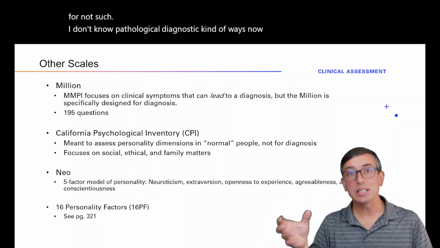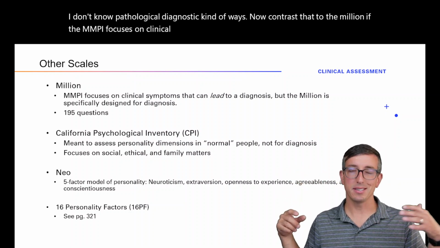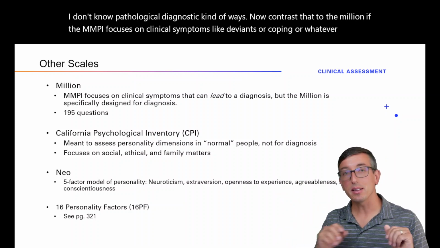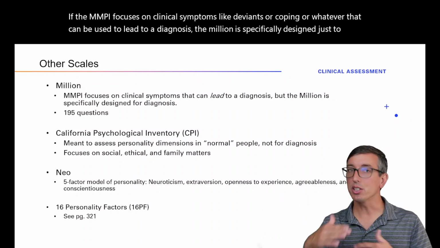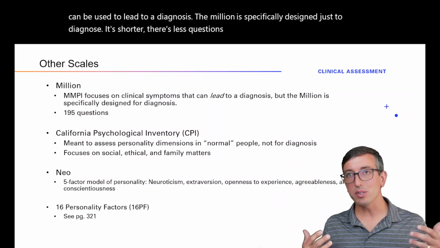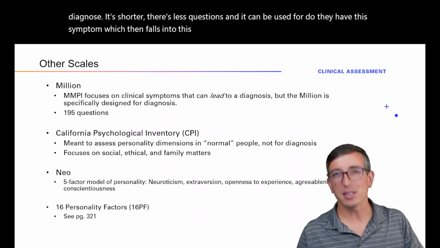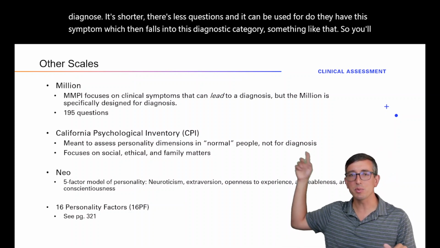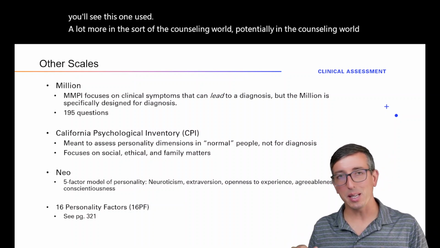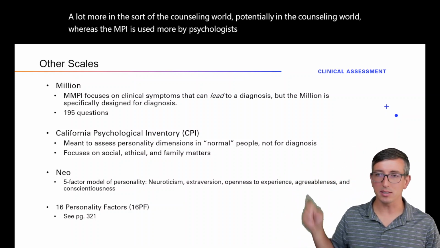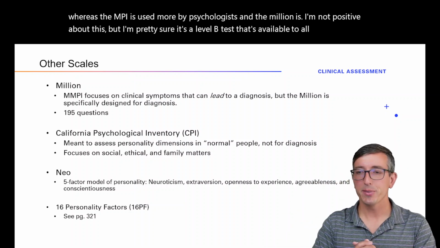Now contrast that to the Millon. The MMPI focuses on clinical symptoms like deviance or coping or whatever that can be used to lead to a diagnosis. The Millon is specifically designed just to diagnose. It's shorter, there's fewer questions, and it can be used for, do they have this symptom, which then falls into this diagnostic category, something like that. So you'll see this one used a lot more in the counseling world, whereas the MMPI is used more by psychologists. And the Millon is, I'm not positive about this, but I'm pretty sure it's a level B test. It's available to all of us. So it's something worth learning about.